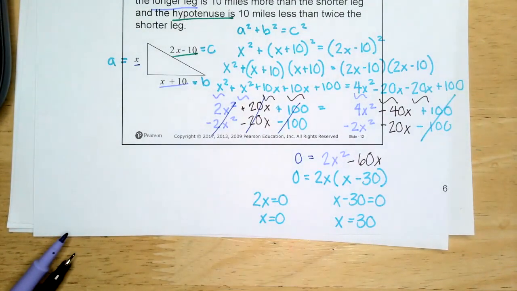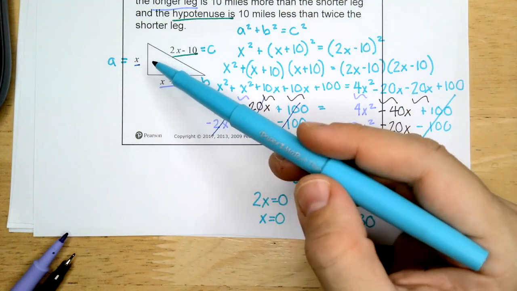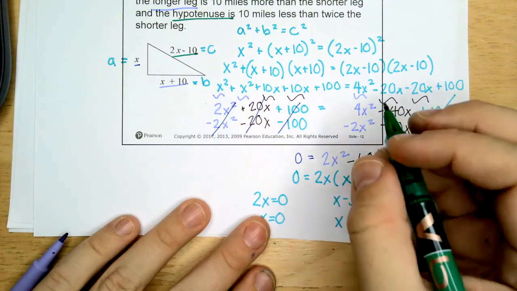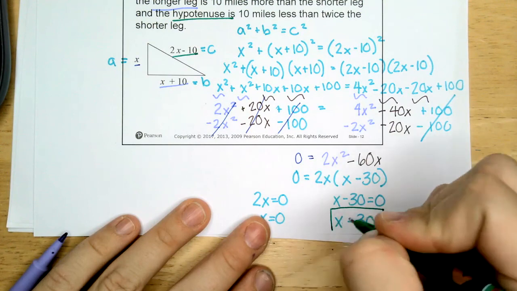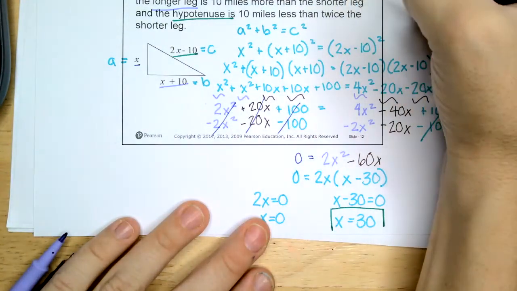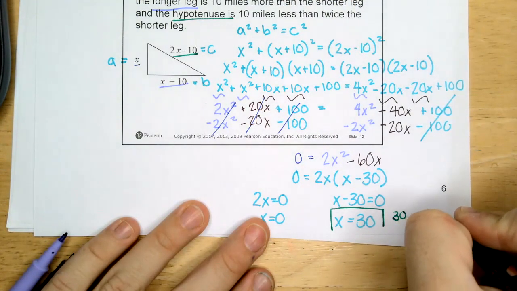They are asking us the length of the shortest leg of a triangle. Can the length be 0 or can the length be 30? Or can the length be both? Well, if this had a length of 0, this shape wouldn't be a triangle, right? So the length of the shortest leg of the triangle is 30 miles. Find the length of the shorter leg of a right triangle. It is 30 miles long.